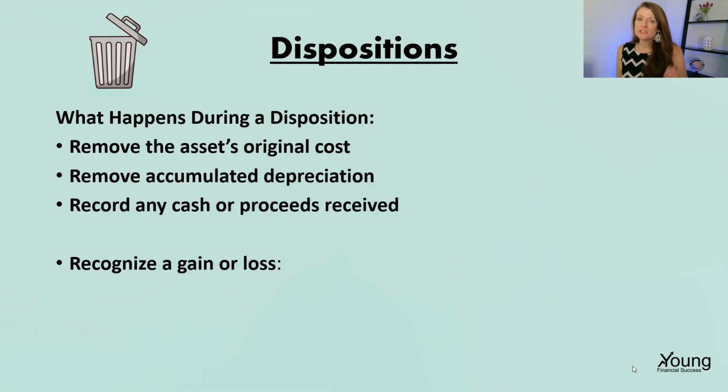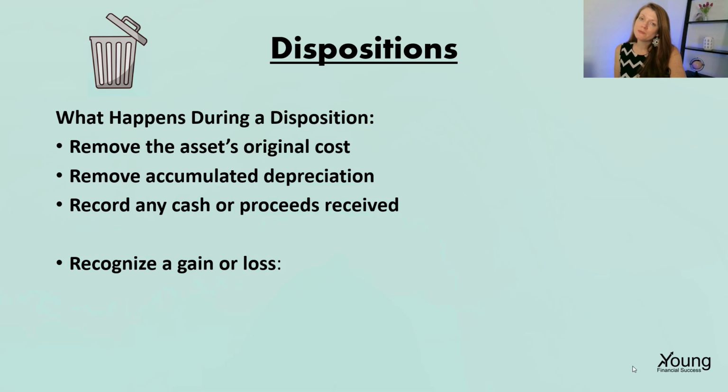So during a disposition of an asset, we want to make sure we get everything off the books that has anything to do with that asset. So we want to remove the asset's original cost. So maybe it says equipment and it was $400,000. We've got to get that off the books because it's not ours anymore. We also, of course, have to remove the accumulated depreciation, that contra asset that goes along with the asset. So we are going to need to debit that to get it off the books. We also need to record any cash proceeds. So if we are selling it to someone else, whether there's a gain or a loss, we still need to record that cash coming in.